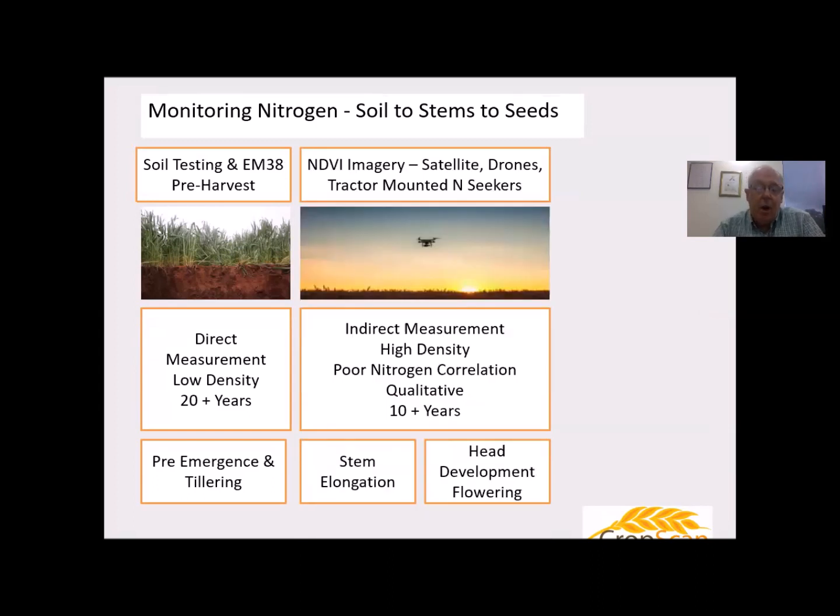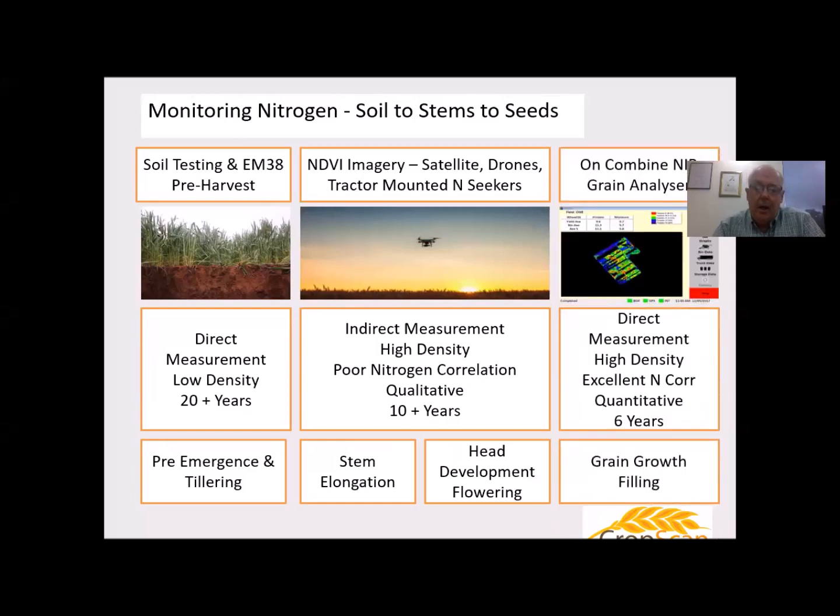NDVI provides very high density information. It's an indirect measurement. It doesn't actually measure nitrogen. It measures green. The correlation to nitrogen can be very poor, because what the NDVI is looking at is the green of the biomass, and that can be affected by disease, by moisture, by soil type. And so you don't tend to get a very strong correlation. Overall, NDVI is more of a qualitative technique or method.